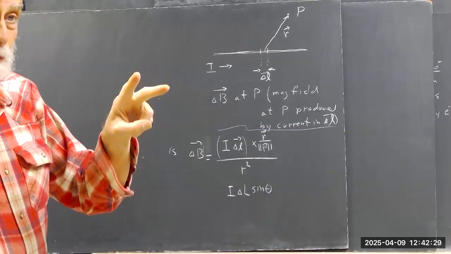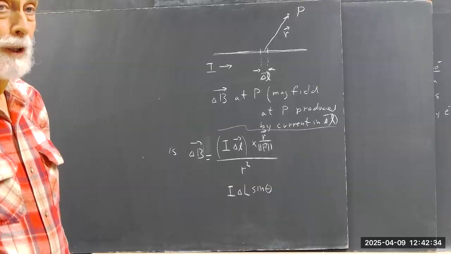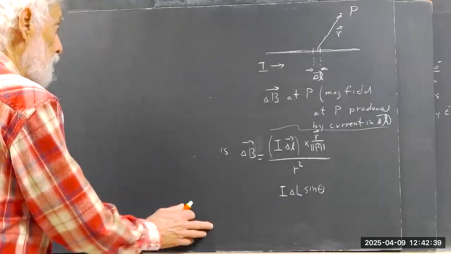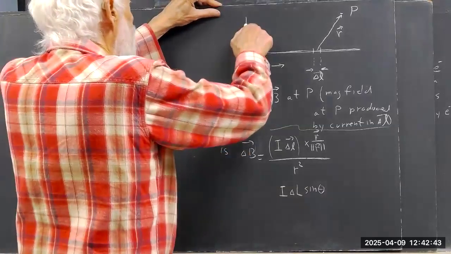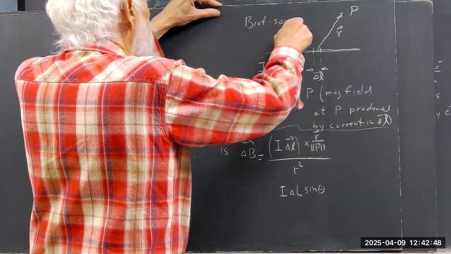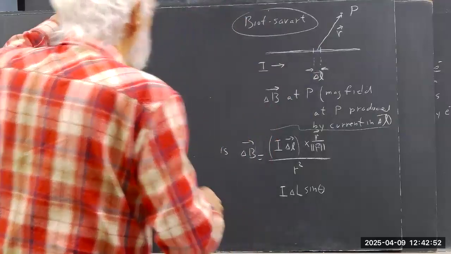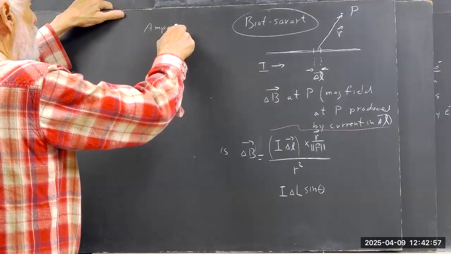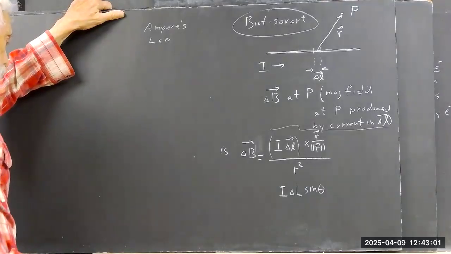There are only two rules. And the other is Ampere's law, which I talked about a couple of weeks ago. So this is Biot-Savart. And this is Ampere's law.